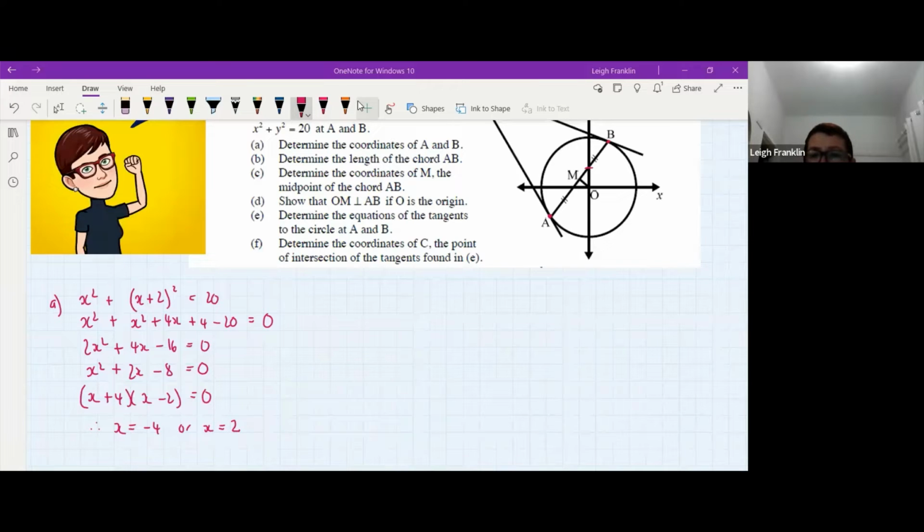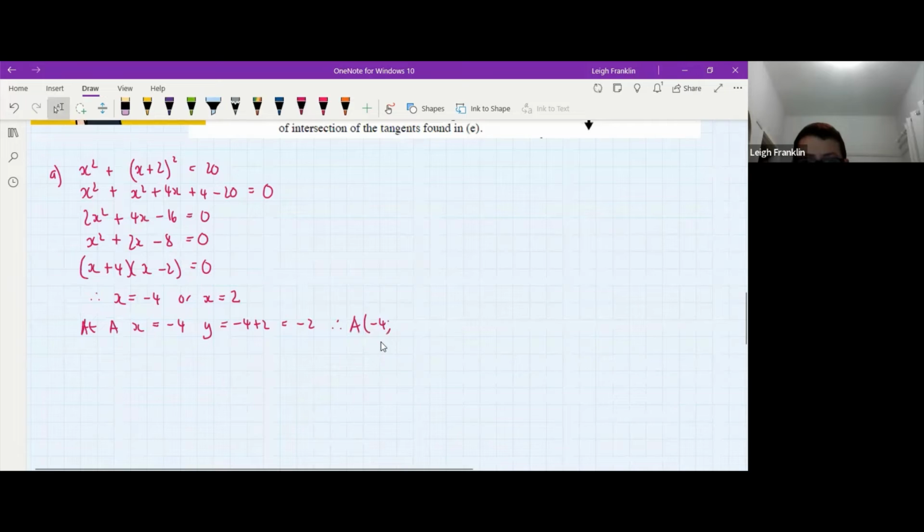So because point A is in quadrant number 3, we know that it has to have the negative x value. Because point B is in quadrant 1, that has to be the positive. Okay, so we could write here at A, x equals -4. We still need to work out what the corresponding y coordinate is. So let's sub into the straight line just because that's easier. So we've got y equals -4 plus 2, which gives us -2. So therefore, the coordinates at A are -4 and -2, which makes sense for quadrant 3, doesn't it?